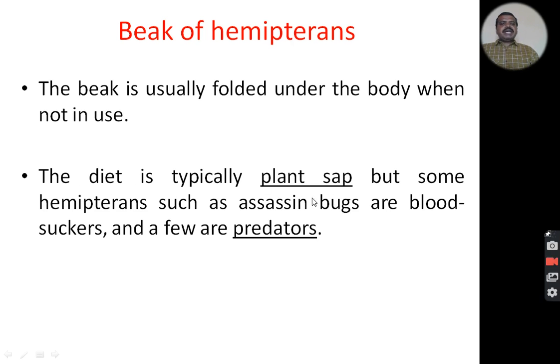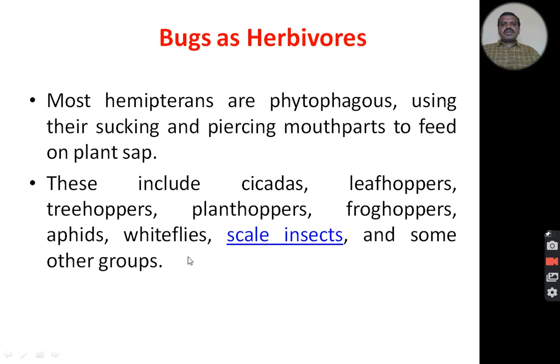So the diet is typically the plant sap, the various bugs which are adapted to feed on the plant sap. So the diet is a plant sap, but some of the hemipterans such as assassin bugs are bloodsuckers and a few are predators. They feed on smaller invertebrates. Some of the bugs are herbivores. So herbivore bugs are phytophagous.